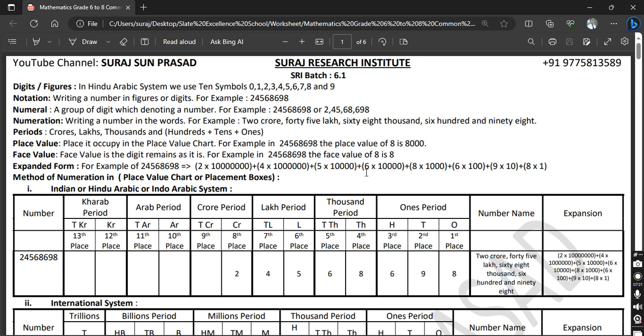Similarly, each and every place value I find out, I will add with the plus sign, and don't forget to place the brackets there. If you place the brackets, then we can understand that each and every process we are trying to do is 100% correct.